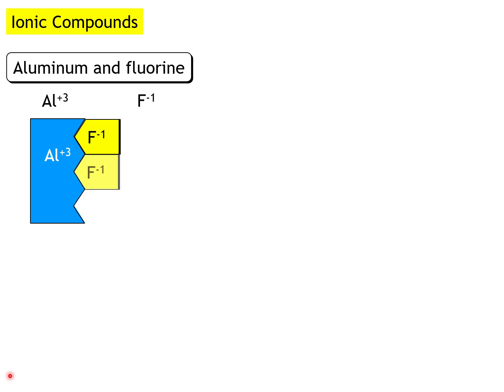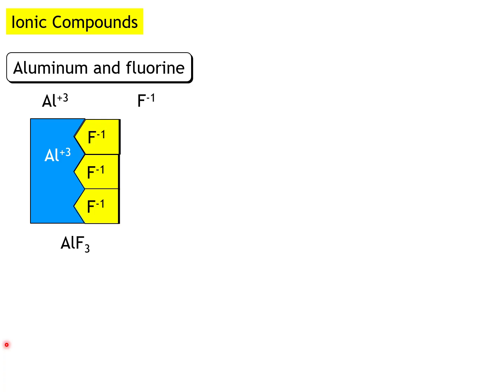So we're actually going to need 3 fluorines total in order to have this neutral compound. So if we wanted to write the formula for it, you can say, well, I got 1 aluminum and 3 fluorines, so therefore the formula would be AlF3.